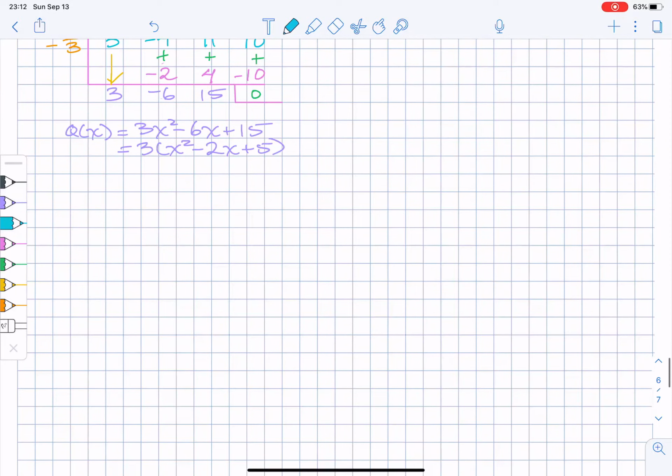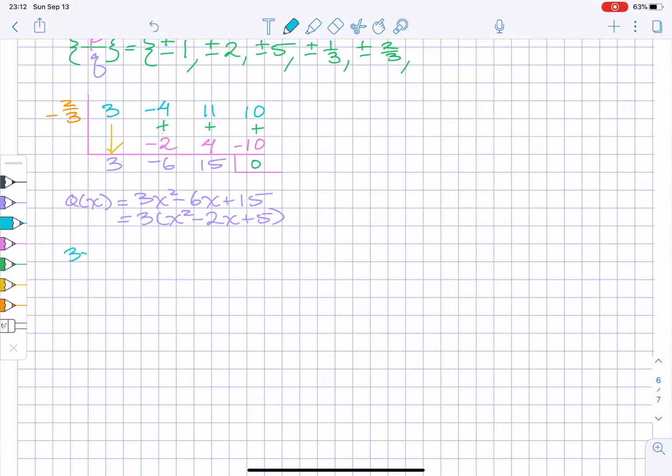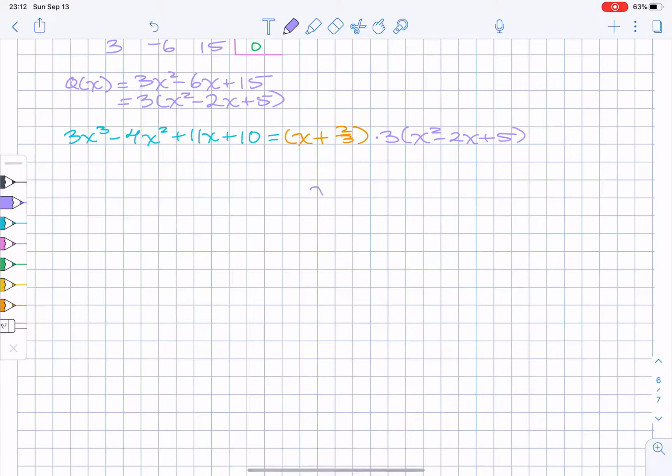So I claim so far that my function, 3x cubed minus 4x squared plus 11x plus 10, can be written as x minus a negative 2/3 times 3 times the quantity x squared minus 2x plus 5. Okay, so let's look at this quadratic. I claim that x is equal to negative b plus or minus the square root of b squared minus 4ac all over 2a.